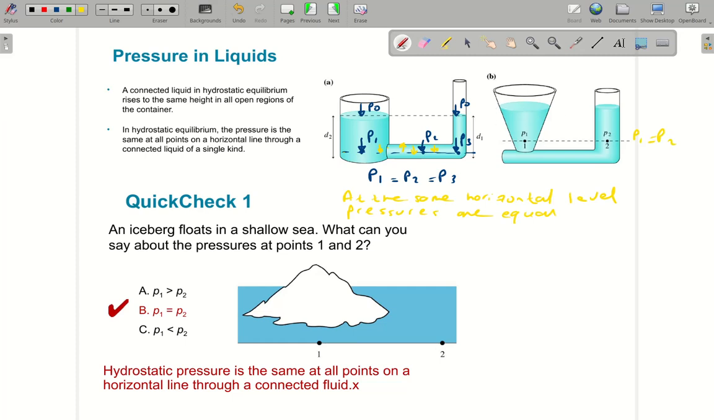Doesn't matter if I have more liquid, or a wider container here than this one. Still it will be the same. Here I would also have P0 out here, both sides, and so on.